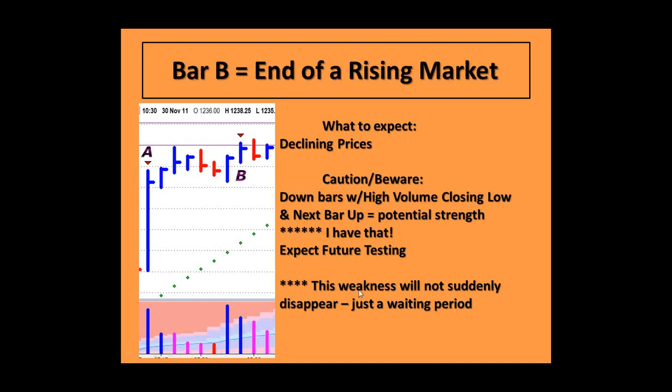This is what it does say. This weakness will not suddenly disappear. It's just a waiting period. Okay? It doesn't mean that it was a trick. It doesn't mean that it was a bug. It doesn't mean that it was a wrong signal or a false signal. What it means is at the moment that it populates, that's what it read. And then it says, because these bars populate at the moment the bar is there, it'll tell you, be careful if these things happen because it's not yet ready to go down. Okay?